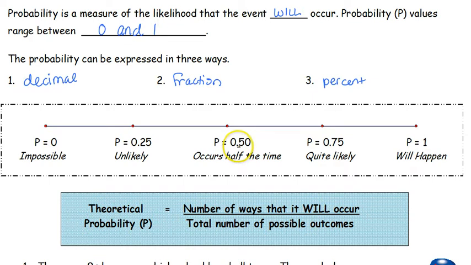If the probability is 0.5, it occurs about half of the time. If it's about 0.25, that's 1 in every 4 times, so it's pretty unlikely. If it's 0.75, it's quite likely. It's 3 out of every 4 times it's going to happen. So the closer to 0 the probability is, the more unlikely. The closer to 1, the more likely it will happen.